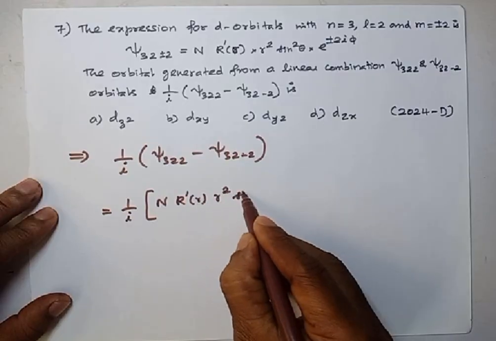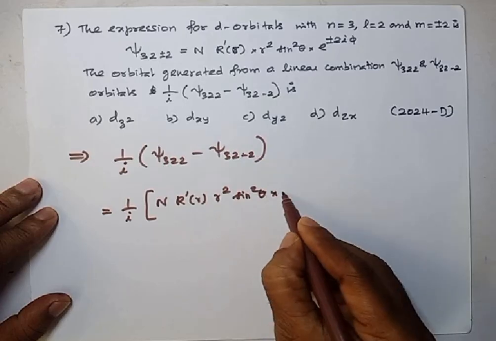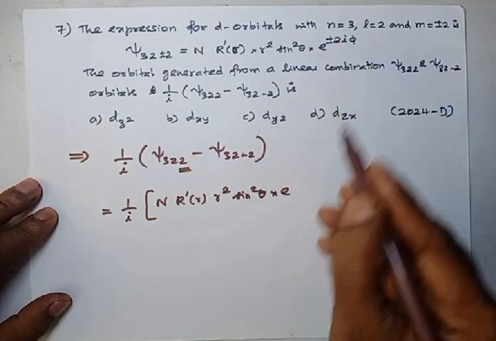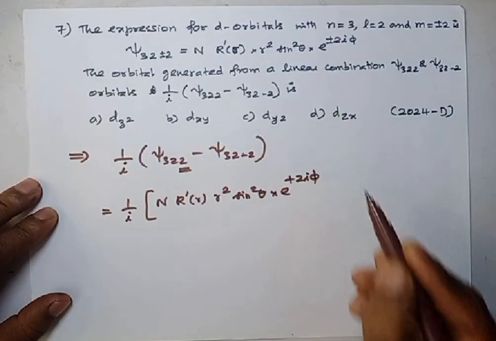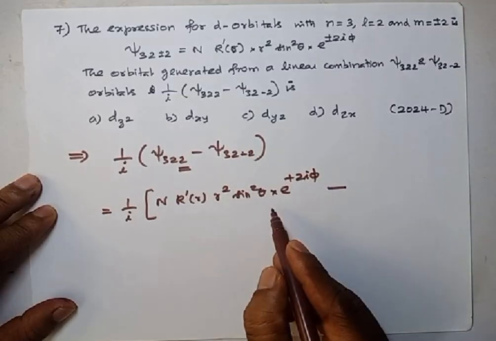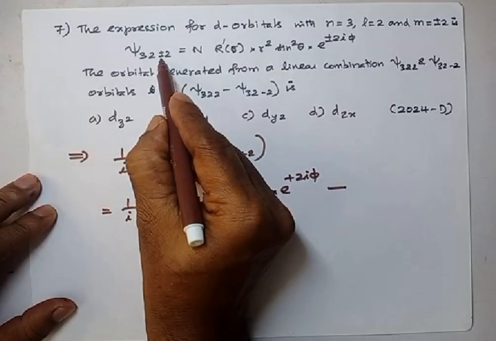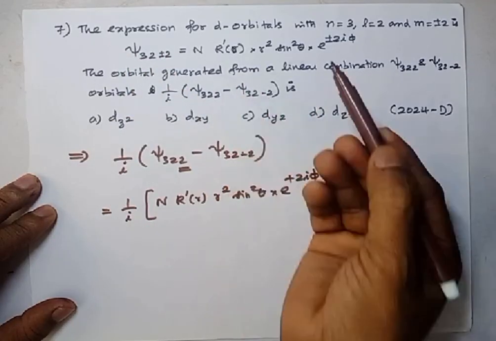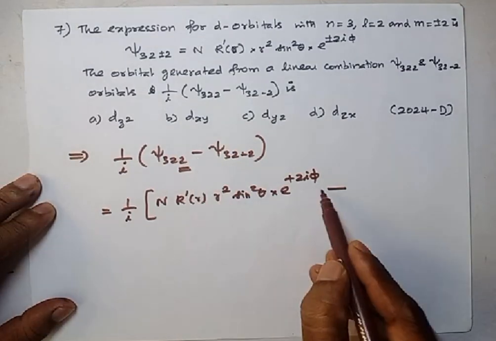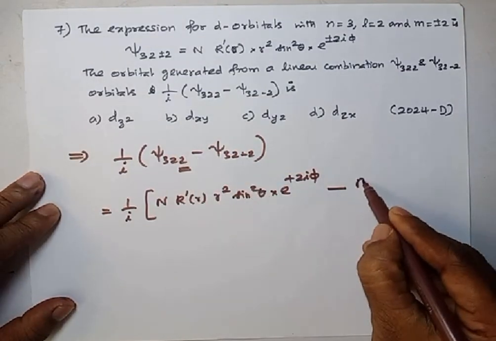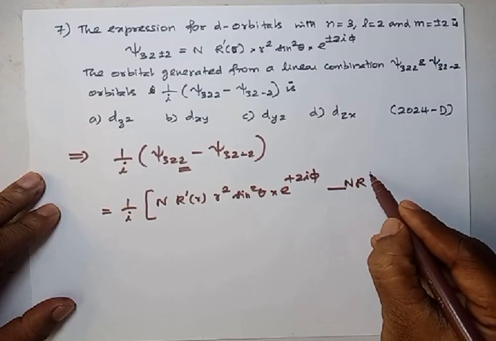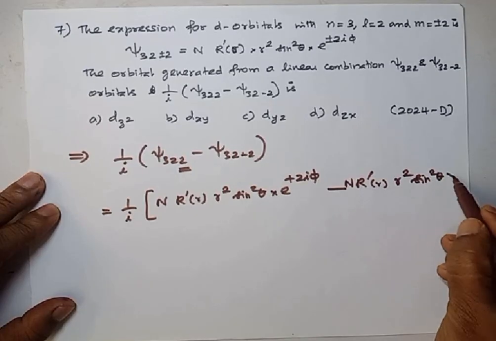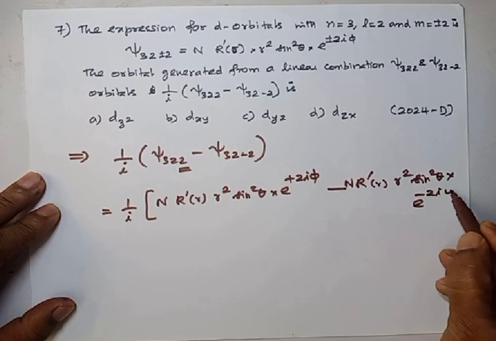r square sine square theta e power i phi; the last m value is plus 2. So if we put plus 2 here, I'll get e power plus 2i phi, minus, and the remaining parts are the same, because only the m values, plus 2 for one wave function and minus 2 for the other, are different. Okay, and we should subtract psi 3,2,-2. How does it look? Normalization constant N R prime r square sine square theta into e power minus 2i phi.